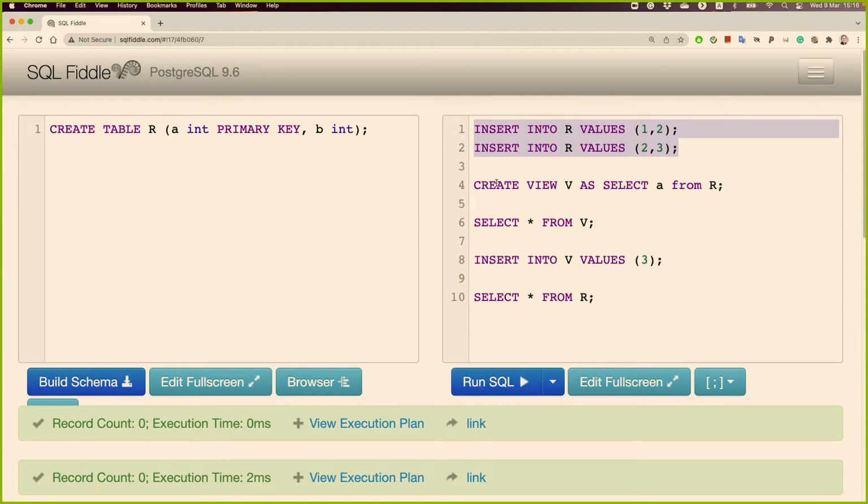And then I create a view only keeping the primary key, and project out everything else. I select A from R. If I select things in this view, what would I get? I get 1 and 2, right? And then I insert into this view by only specifying the primary key. The question is, if I look at my base table, what would we get? So is the setting clear? I have a view that projects out everything other than the primary key, and I insert into this view by only specifying the primary key. What would happen in the base table?